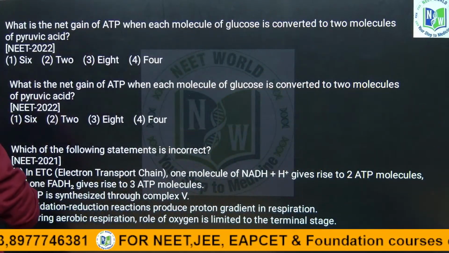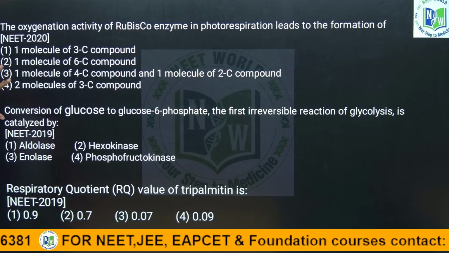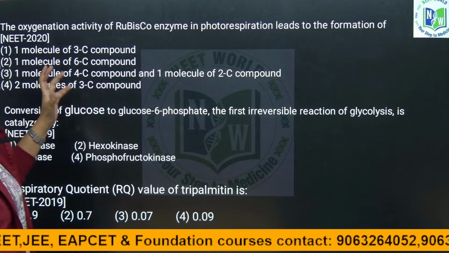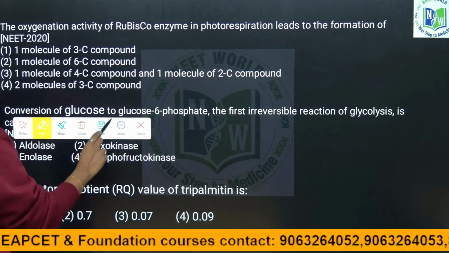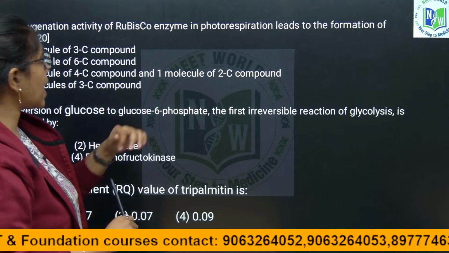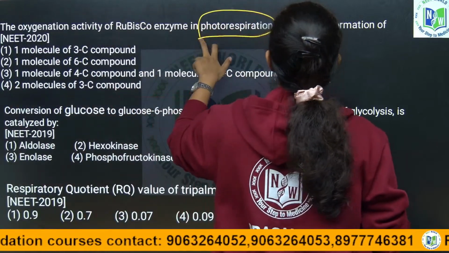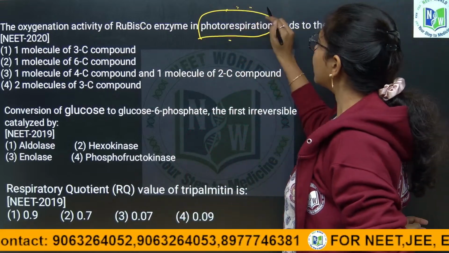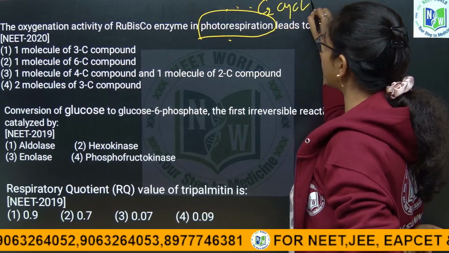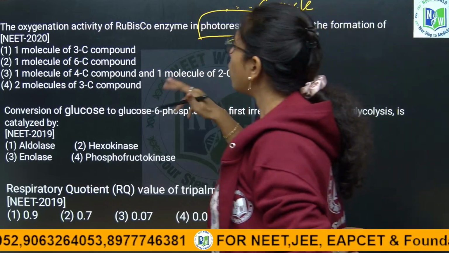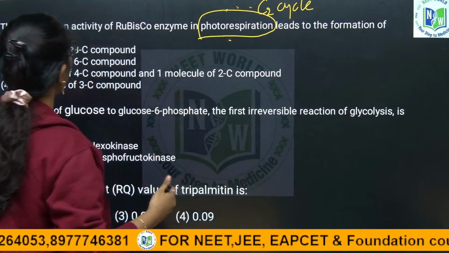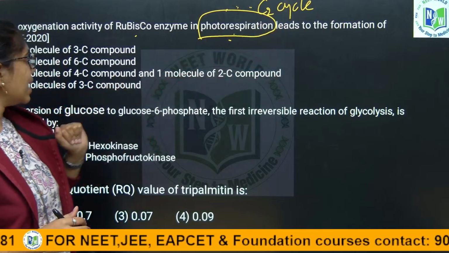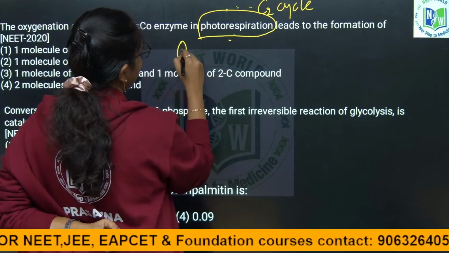Understood? Yes. Now, if we look into the last set of questions from this chapter, the oxygenation activity of Rubisco enzyme in photorespiration leads to the formation of, okay, oxygenation of Rubisco in that C2 cycle which takes place only in the C3 plants. What is formed by the oxygenation of Rubisco enzyme in photorespiration, he is asking. Look here carefully.